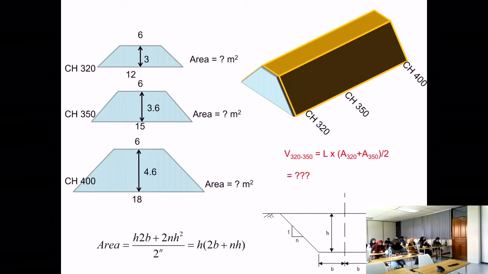But in an actual situation, the interval will be consistent. Highway 25, the normal road will be 10. Okay, let's say now you want to find the whole volume of fill, of the embankment. So we need to know the first section, in this case chainage 320. Next section, in this case 350. And finally, the last section, which is chainage 400. So I try to draw some illustrations so that it will make the calculation easier.